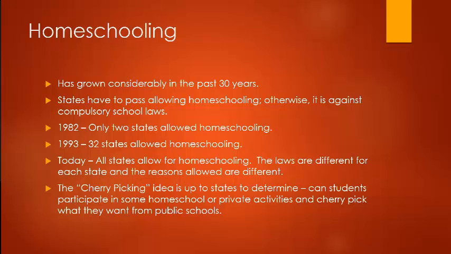Where this gets into what I said earlier, the federal government's not going to get involved if the state passes a law as long as it meets federal requirements. States can pass a law that allows students to be homeschooled, and that has grown. In 1982, as you can see, there were only 2 states that allowed homeschooling. In 1993, just 11 years later, more than half, 32 states allowed homeschooling. And today, all the states allow for homeschooling.